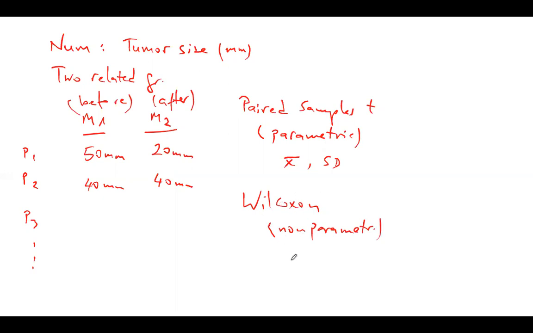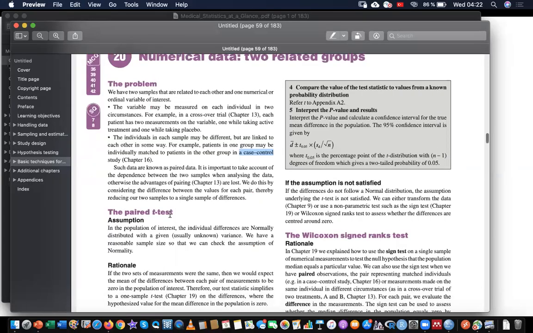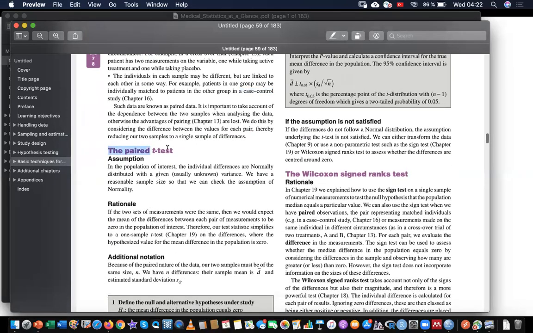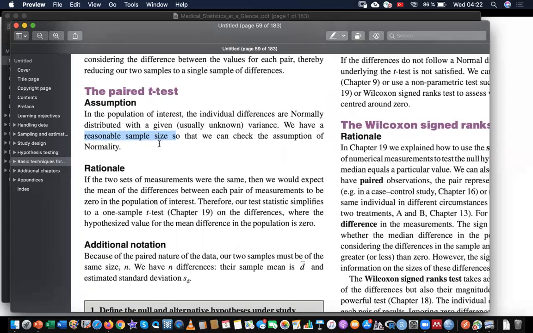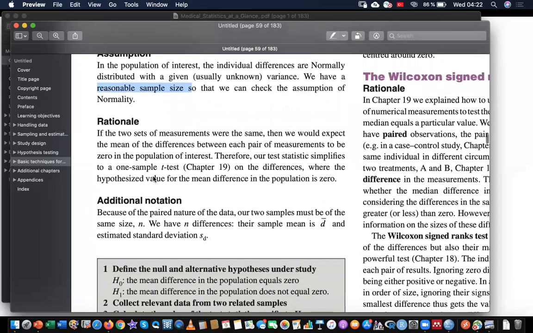The non-parametric alternative is the Wilcoxon test. The Wilcoxon test uses the median or the rank, while the parametric tests rely on the mean and standard deviations. If you want to do the paired t-test, the parametric test, you have some assumptions. All parametric tests have similar assumptions. Normal distribution: the data has to be normally distributed in the population of interest. And we should have a reasonable sample size.